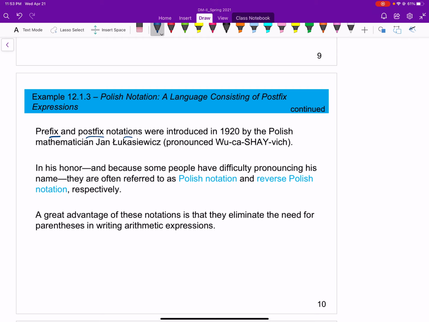Prefix and postfix notations were introduced in 1920 by the Polish mathematician Jan. This is the last name, it is hard to pronounce. You pronounce that as Łukasiewicz. So that is the person's name. Just call him by the first name Jan.